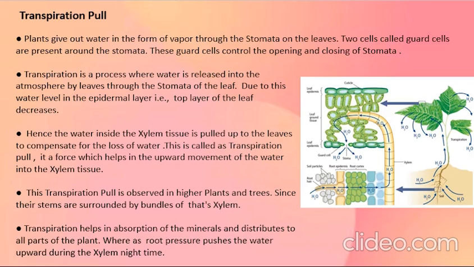This is called transpiration pull. It is a force which helps in the upward movement of water into the xylem tissues. Now this transpiration pull is observed in the higher plants and the trees. How? Because in higher plants like trees, their stems are surrounded by the bundle of xylem tissues. So this transpiration helps in the absorption of minerals and distributes them to all parts of the plant, whereas the root pressure pushes the water upward through the xylem at night time.